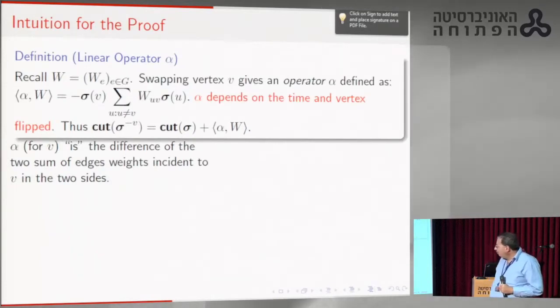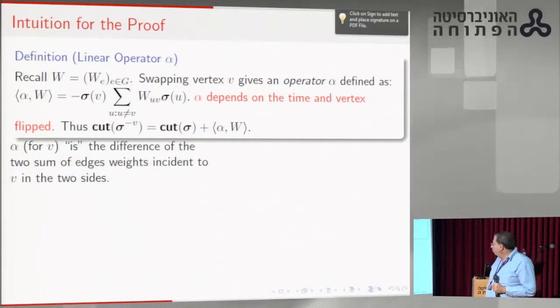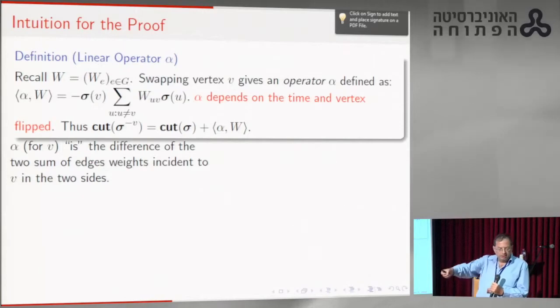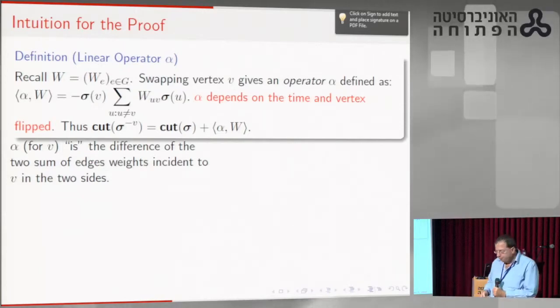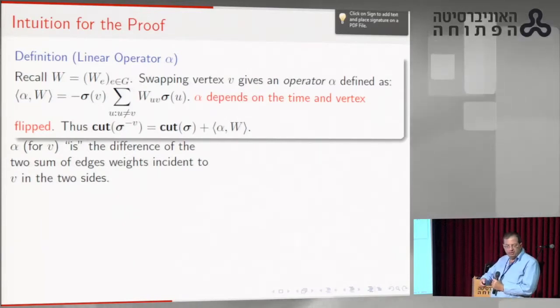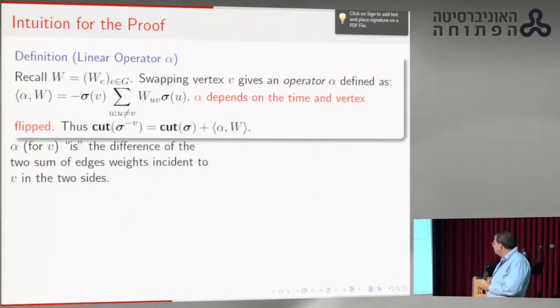So what happens when we move a vertex from one side of the cut to the other? The total weight changes by a linear combination of the weights involving this vertex and the other nodes, right? So that's what this linear combination is. Alpha W is the change in weights that happens when you move vertex V from one side to the other.